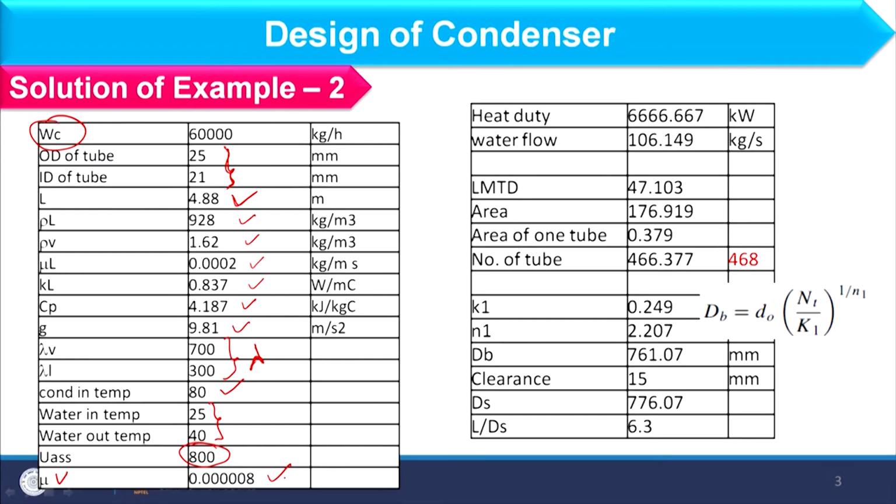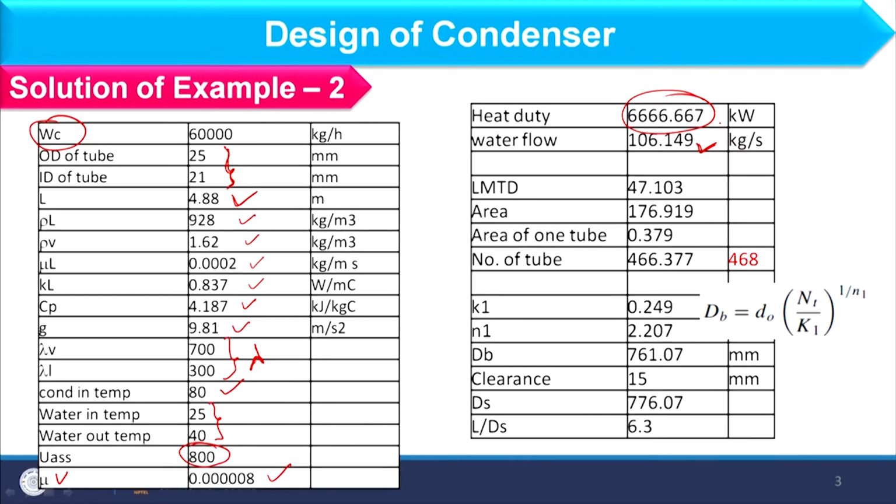So what we have to calculate first, obviously, is the heat duty. We are given the vapor flow rate, or the condensate flow rate, and the lambda value. Considering these values we can find the heat duty as 6666.667 kilowatt. Accordingly, I can find the water flow rate as 106.149, balancing the heat between the condensate as well as the water, right.